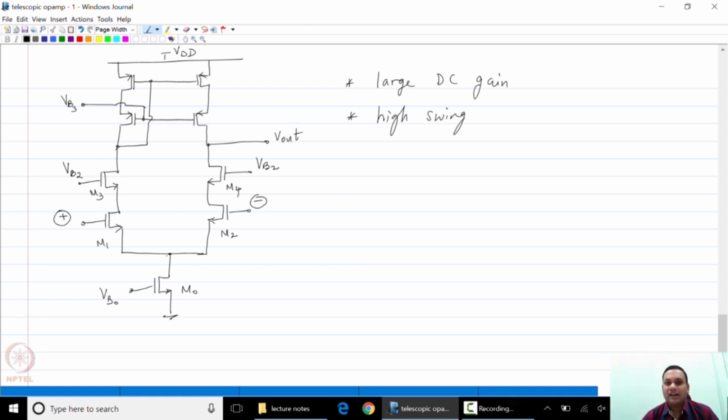Now we are going to analyze this op-amp with a small signal differential signal applied to the gates of M1 and M2, and we will really see if it has large DC gain.